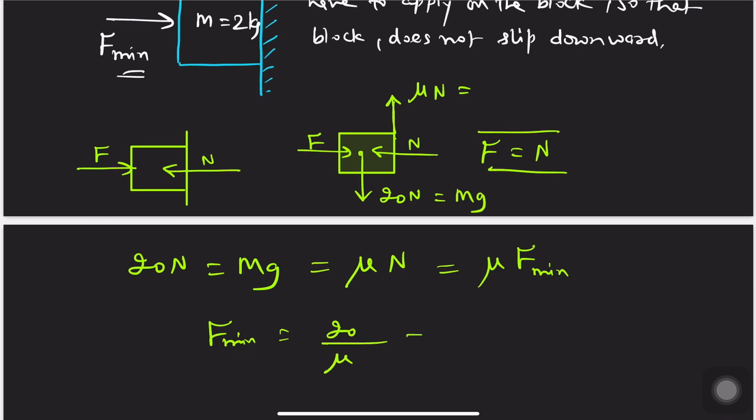Mu value. So 20 divided by mu, that is 0.4. So it is 200 divided by 4, that is 50 Newton. It means we have to apply a minimum of 50 Newton, then only the body can be stopped from slipping downward. I hope you understood this problem also.